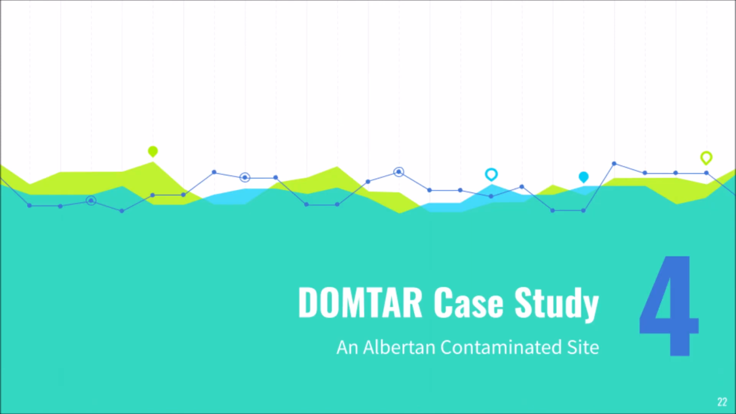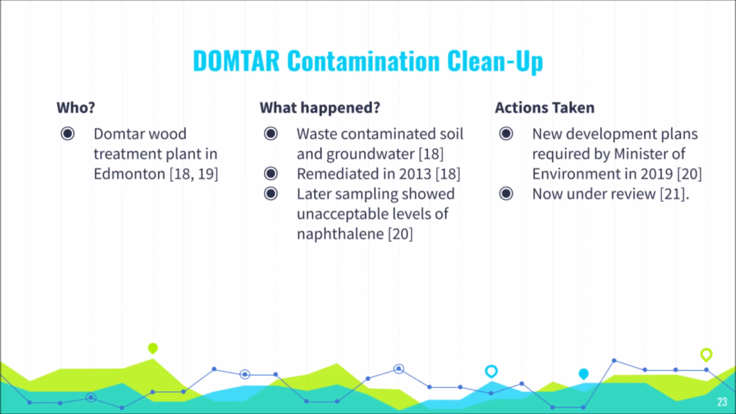So now we'll just take a brief look at an Albertan example, which is the Domtar Wood Treatment Center here in Edmonton, which operated from 1924 to 1987, where they treated wood with creosote in order to preserve it. Unfortunately, waste was dumped untreated into a drainage ditch from this plant until 1972, where it contaminated both soil and groundwater. The land was then sold to a residential developer called Cherokee, who carried out a remediation plan, and a remediation certificate was granted by Alberta Environment for a section of this land in 2013.